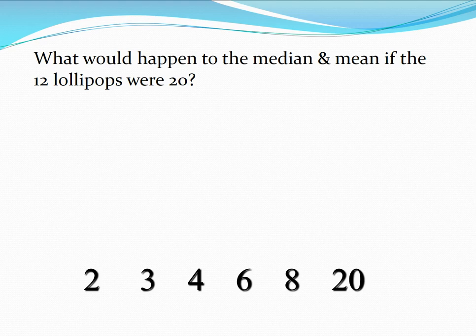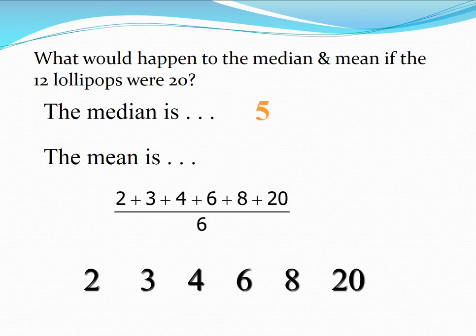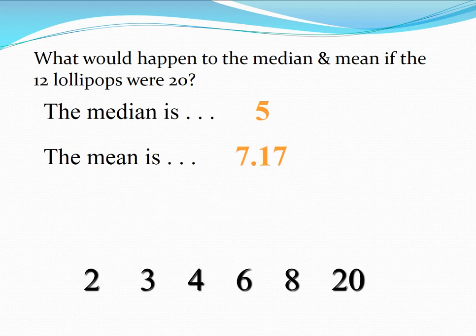What happens to the median and the mean if the 12 lollipops were 20? What if we notice that I changed the 12 at the end to 20? Well, the median, 2, 3, 4. Guess what? The median is still 5. It hasn't changed. But the mean, if we add them all up and divide by 6, the mean is now 7.17. So it went up. It was 5.8. Now 7.17.